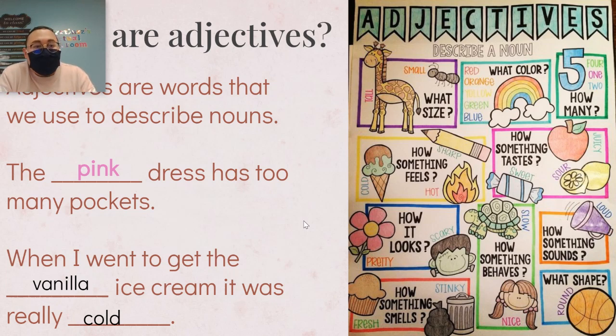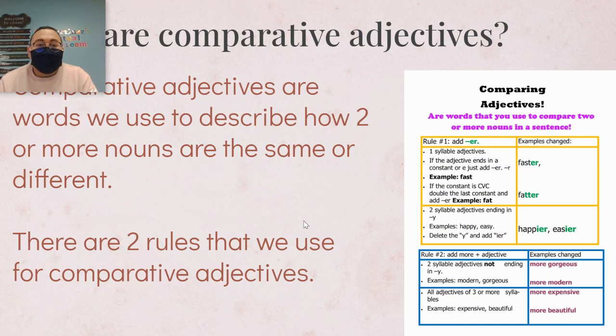But what are comparative adjectives? Well, comparative adjectives are words we use to describe how two or more nouns are the same or different. So we use these words to describe two nouns, okay? When we think about comparative adjectives, there are two rules that we have to follow. The first rule is that we can add er to an adjective, or we just add the word more in front of the adjective.